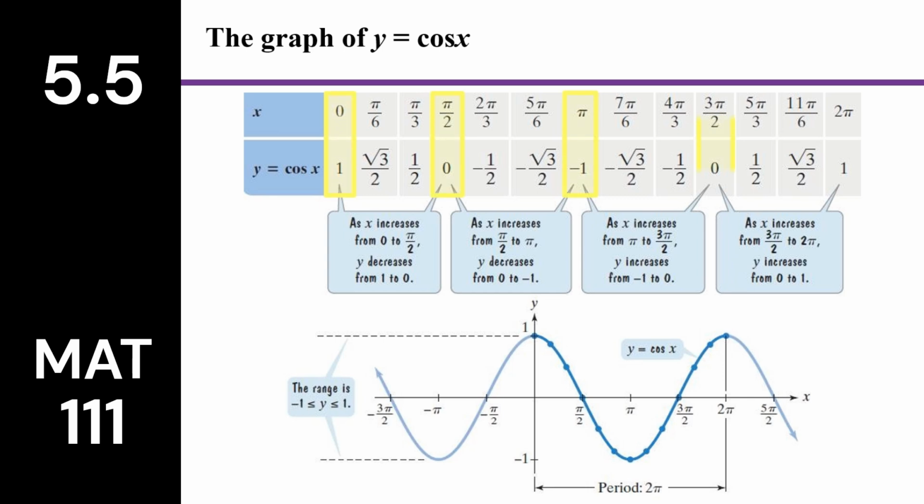We'll take a look at the 5 key points. At 0 degrees, we're at a height of 1. At 90 degrees, a height of 0. At 180, we're down at negative 1. At 270, we're back to a height of 0. And then finally, we finish the cycle at 360 at a height of 1. To graph the cosine, we will be interested in these 5 key points.